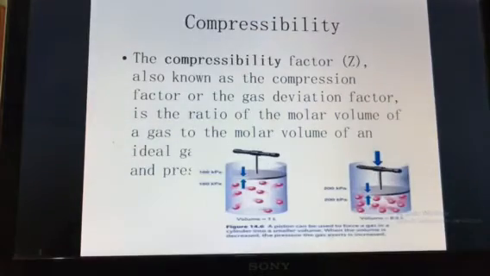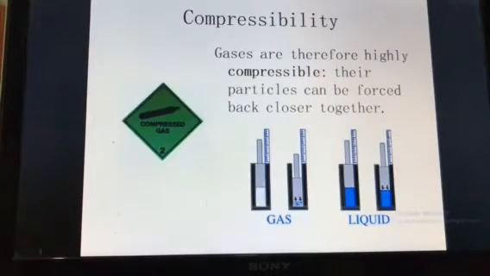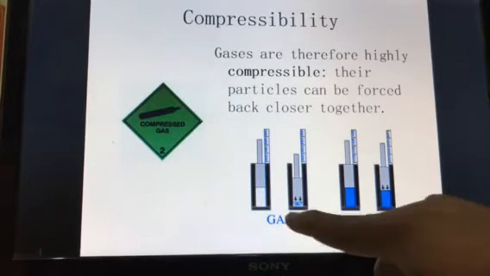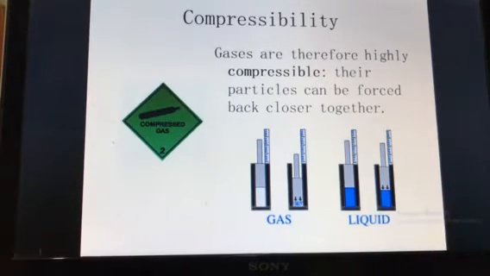Okay, next is the compressibility. As you know, the compressibility factor is also known as the compression factor or gas deviation factor, and it is the ratio of the molar volume of a gas to the molar volume of an ideal gas. Gases are therefore highly compressible because their particles can be forced back closer together. So why are gases highly compressible? Because their particles can be forced back closer together.